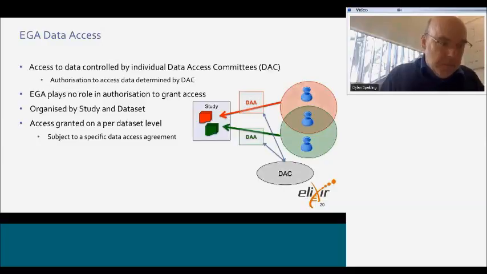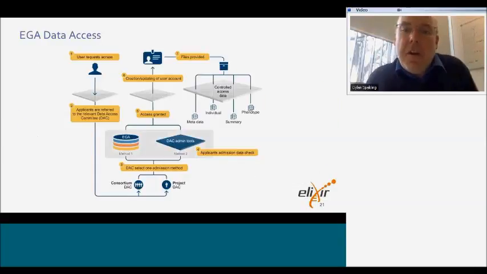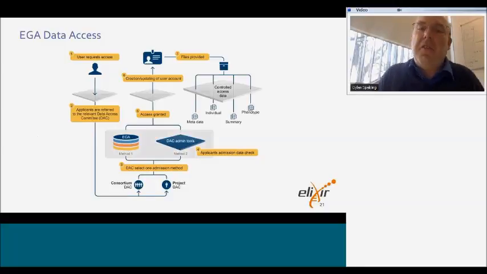And if we see this on this diagram here, you can see the whole process of access to data sets where a researcher requests access directly to the DAC and not to the EGA. The DAC themselves then creates either an account or grants access to an existing account for that user, and then that user can download those files and perform analyses on them as they see fit.